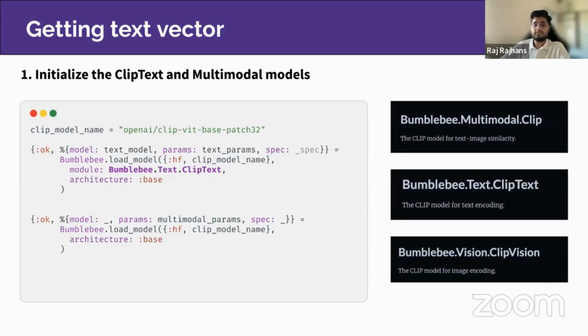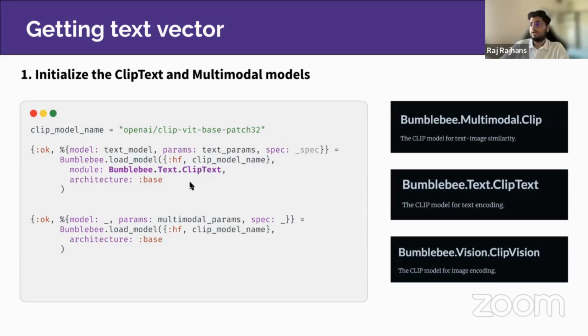The module option specifies the model specification module. If it is not specified, it is inferred from the model's configuration file. In case of CLIP, if you don't specify the module, the multimodal model gets loaded. Why do we need the multimodal model? That is the model that contains the necessary parameters needed for the actual projection of text and image vectors into the same dimensional space.